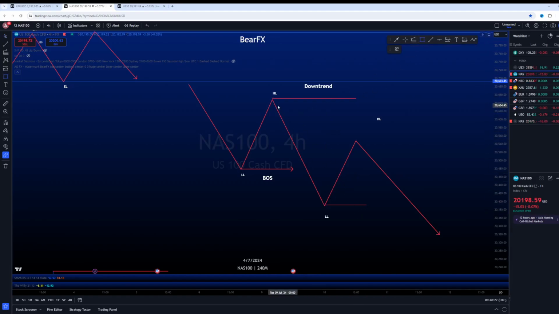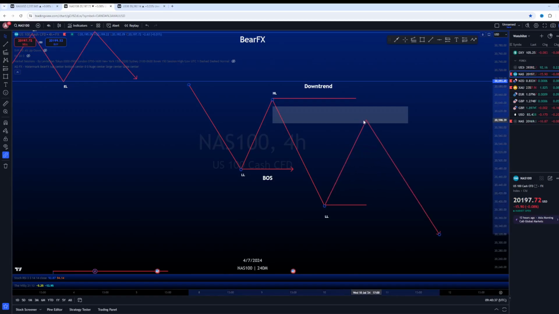And ideally, we want to be looking at the freshest 4-hour zone. Let's get rid of that for now. Because we're going to anticipate price coming into the freshest 4-hour zone, giving us a reaction, and then pushing past and dropping this and taking this lower low out. All right.